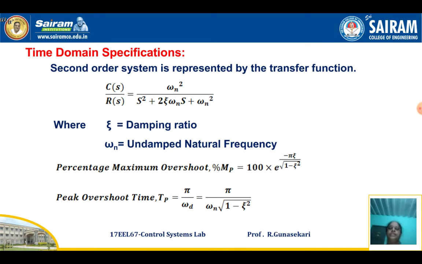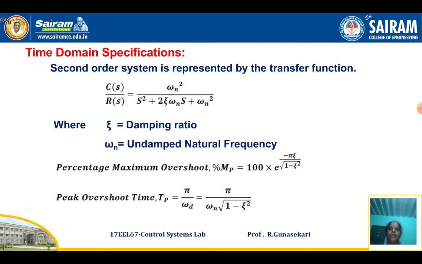Then time domain specifications. Generally, second order system is represented by the transfer function C of s divided by R of s equal to omega n squared divided by s squared plus 2 zeta omega n s plus omega n squared, where zeta is the damping ratio, omega n is undamped natural frequency. Then percentage maximum overshoot, percentage MP equal to 100 into e power minus pi zeta divided by root of 1 minus zeta squared.